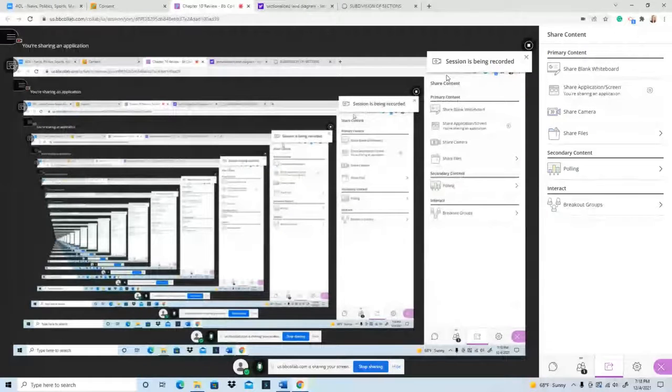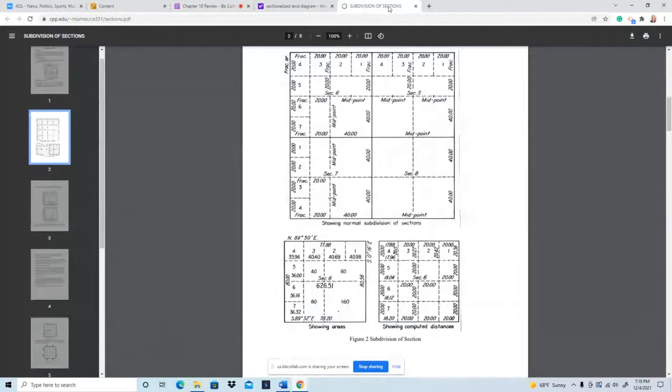All right, so I'm going to be talking about Chapter 10, which is Retracing and Resurveying of Sectionalized Lands. So it's kind of how the townships. This chapter deals only with retracing of these type of surveys.